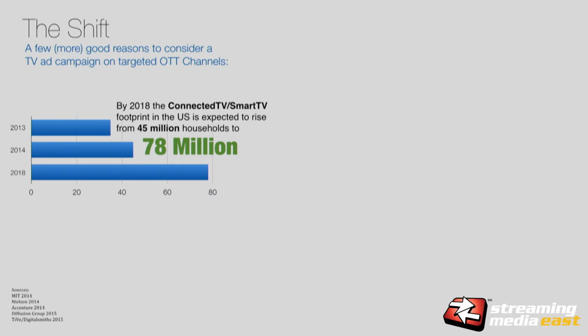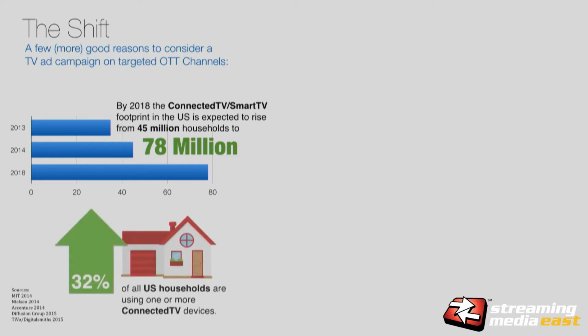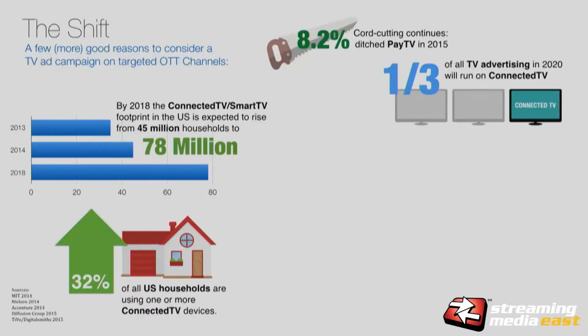And of course, the prediction is that by 2018, the connected TV footprint in the US is expected to rise to 78 million right now, at least, and I think that's even conservative. 32% of all US households are using at least one or more connected TV devices. Of course, the cord-cutting trend to ditching pay TV does continue year by year, and I'm sure we've all read the articles about that.